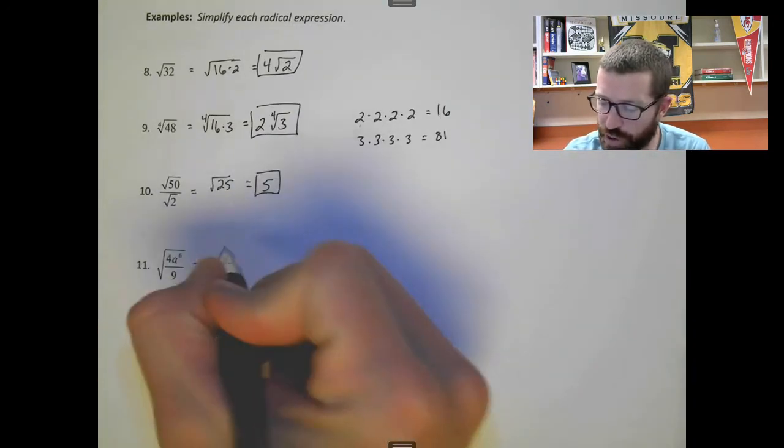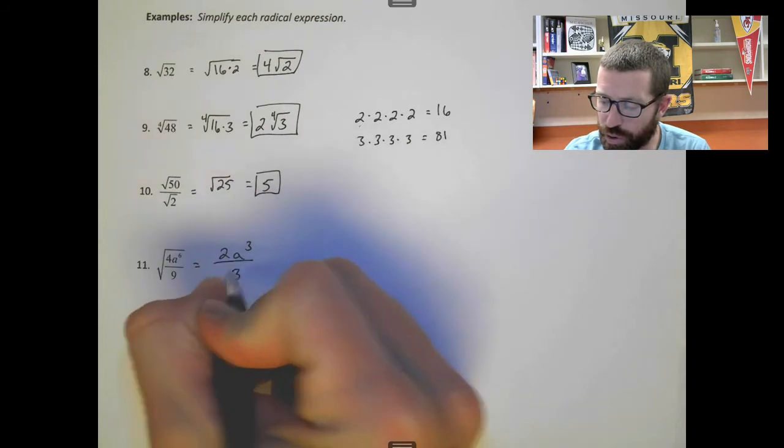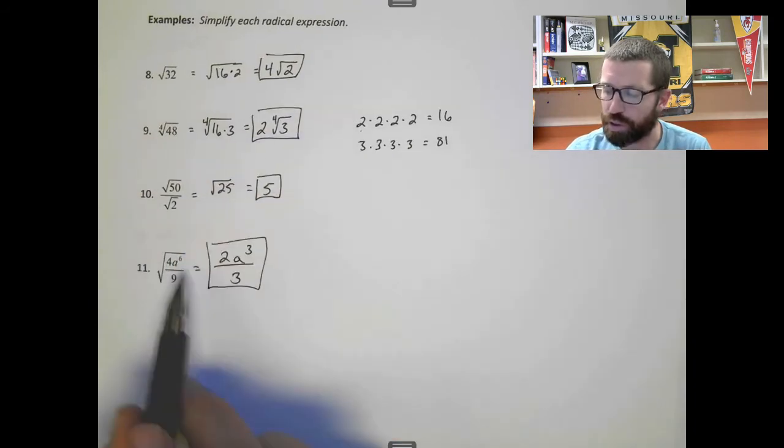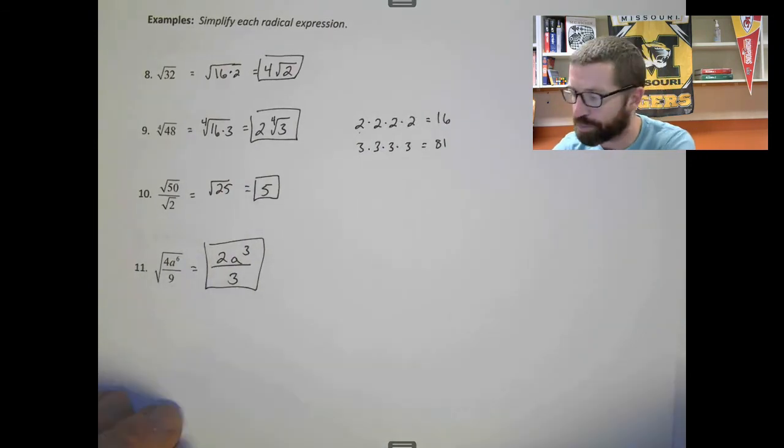And here, take the square root of everything. So it'd be 2a to the third over 3. Remember, you can divide the exponent by the index as a shortcut.